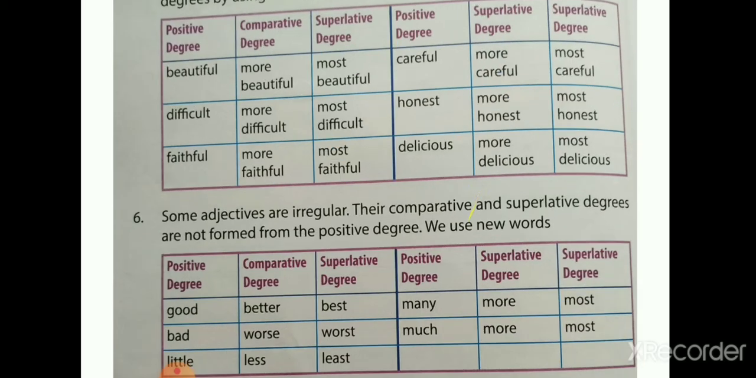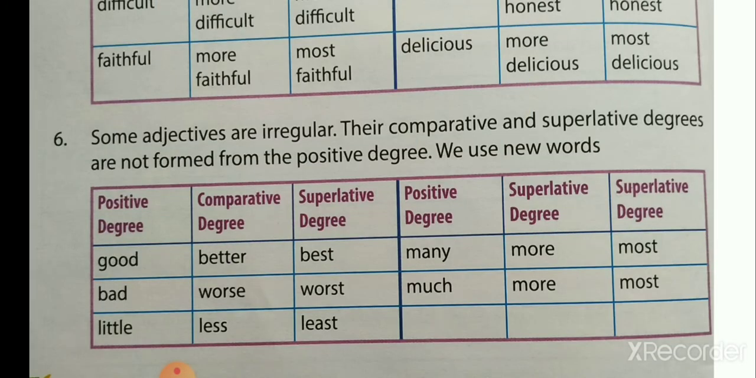We need to add a separate word for that. For example, look here. We need to exchange the words. There should be new words to make the difference between superlative and comparative. This is what it is. Good, better, best. Bad, worse, worst. Little, less, least. Many, more, most. Much, more, most. Understood, children?